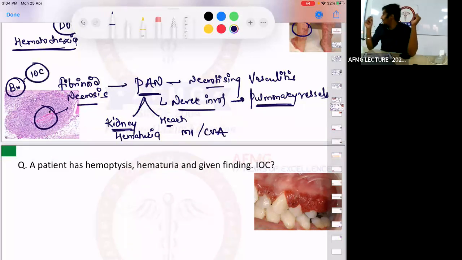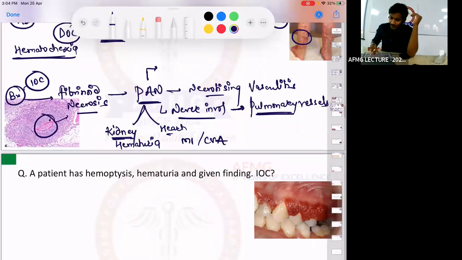So the investigation of choice for PAN is biopsy. On biopsy we can see which type of necrosis, and which vessels are never involved. Kidney involvement there would be, heart involvement there can be, okay, stroke will be in the brain, okay.